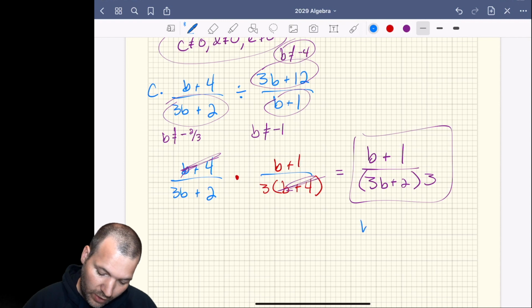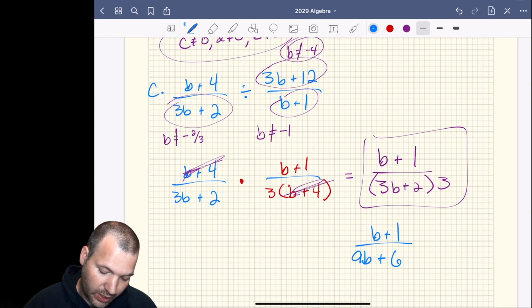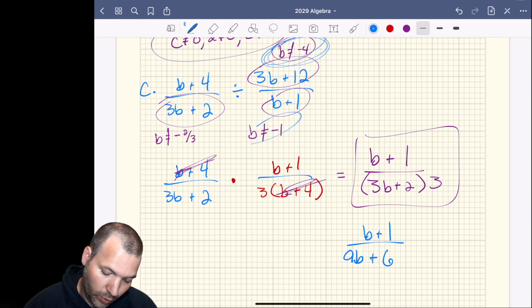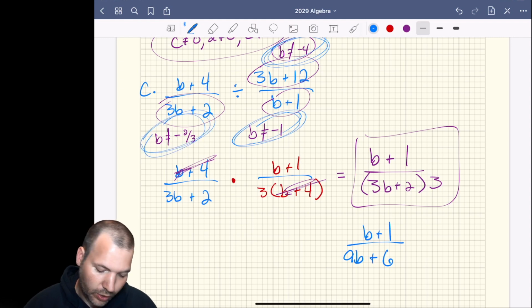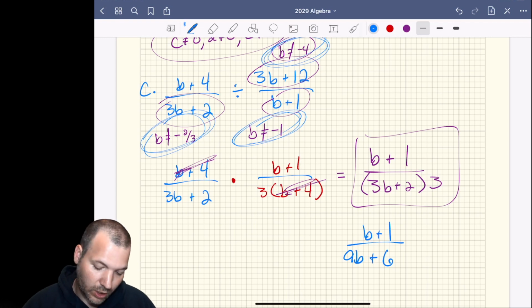Of course, you could have multiplied that out. Not that there's any reason you have to. It would have been b plus 1 over 9b plus 6, provided that b is neither -4, -1, nor -2/3, because of the various factors that would have ever caused a denominator to be 0, or something that you were dividing by as a whole to be 0.